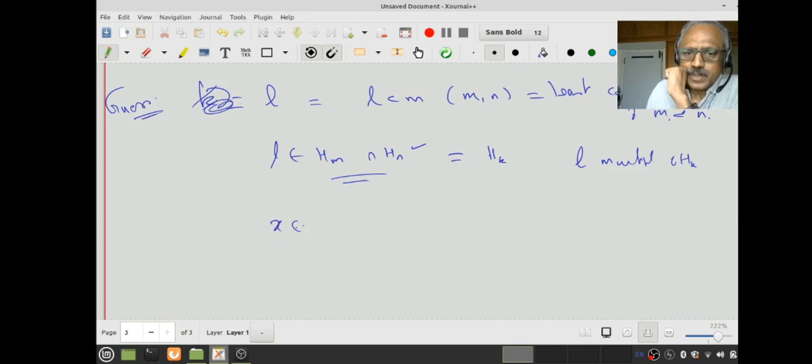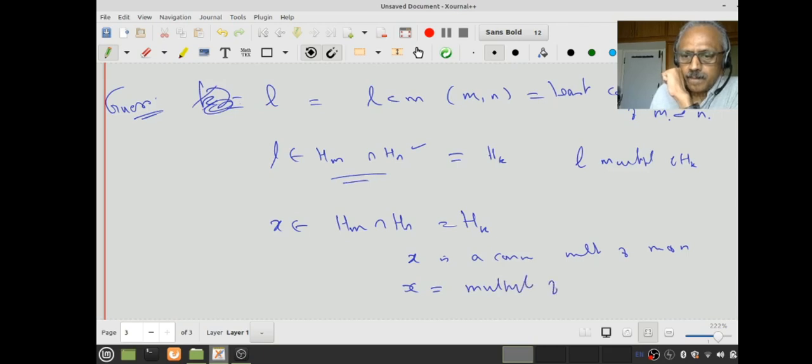So what have we shown now? If X belongs to HM intersection HN, which is equal to HK, then I know X is a common multiple of M and N. Therefore, I know X itself must be a multiple of L, because, do you understand? Since L is the least common multiple, I am using your basic idea of number theory. This X is a multiple of M and N, therefore L must divide X.